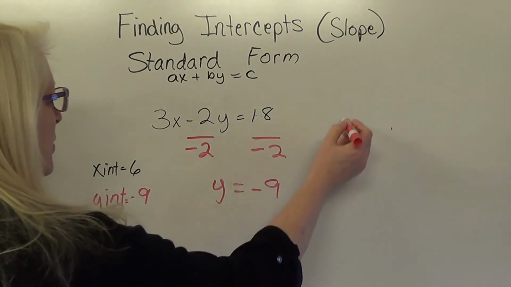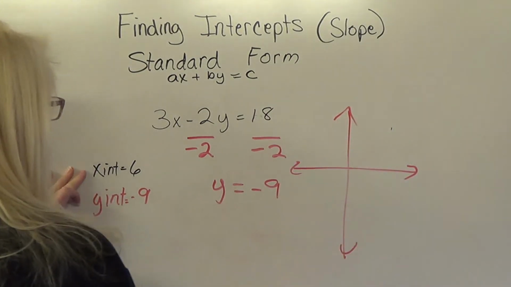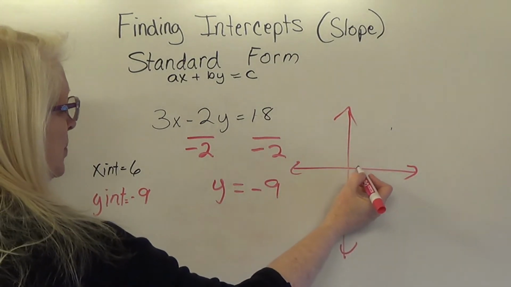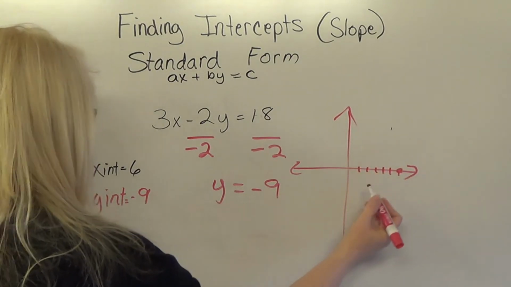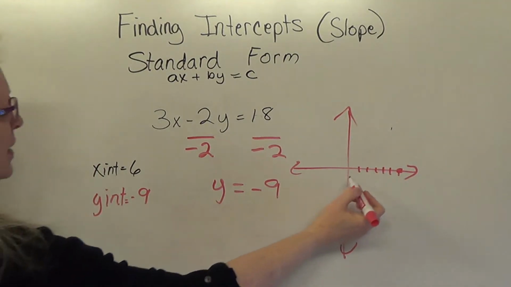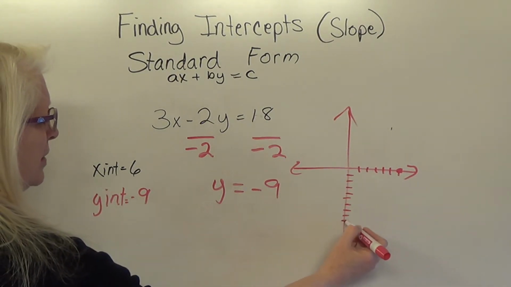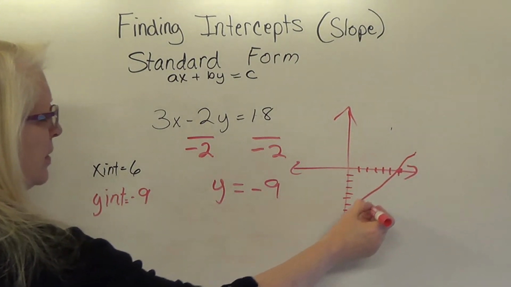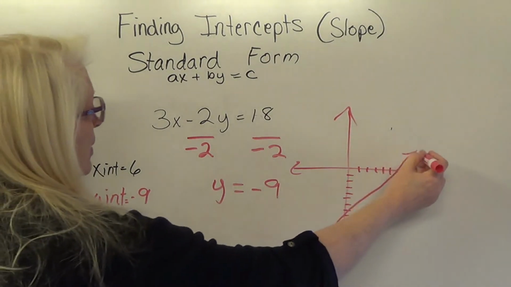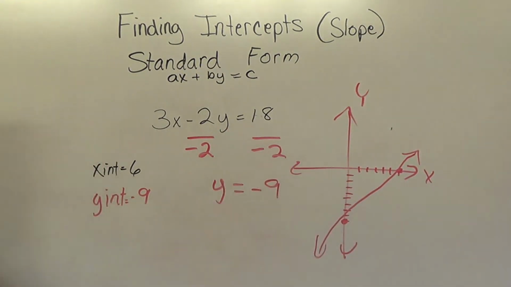Okay, let's graph this real quick. My x-intercept is at +6. 1, 2, 3, 4, 5, 6. Put a point there. My y-intercept's at -9. 1, 2, 3, 4, 5, 6, 7, 8, 9. There's that. We're going to connect those dots. And we have our line for that equation that was written in standard form.